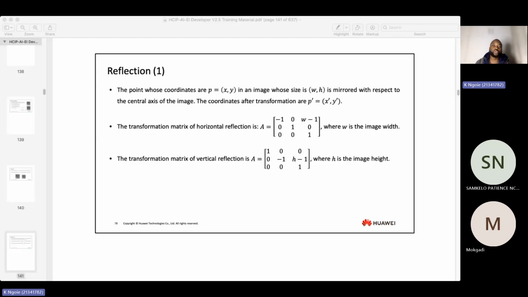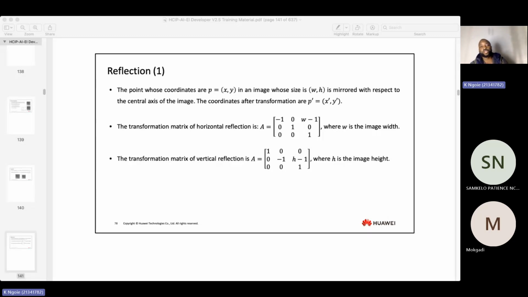It's commonly used for data augmentation, symmetry analysis, or image preprocessing. Remember, when we talk about data augmentation, this is one of the main ways of solving an overfitting problem in AI. When we're doing data augmentation, we can use a geometric transformation such as a reflection. So we have a reflection of images in different positions. That's what we do.